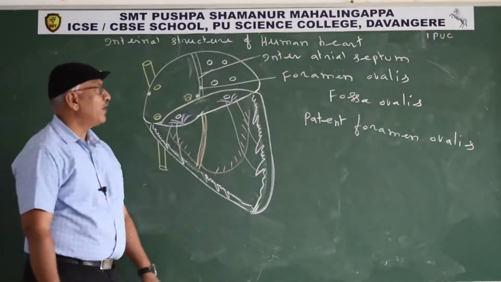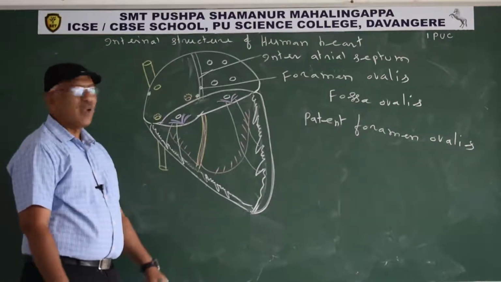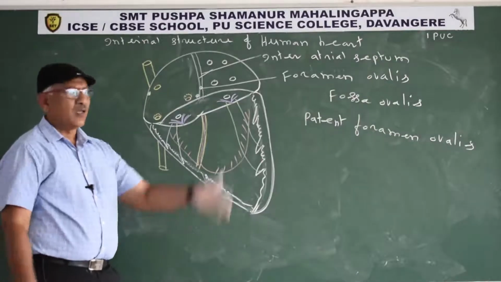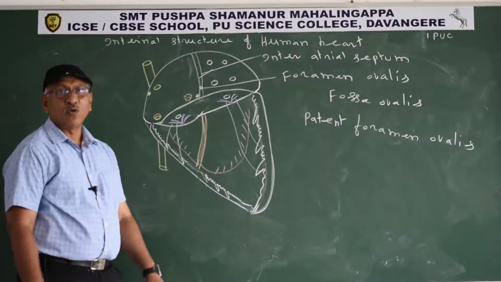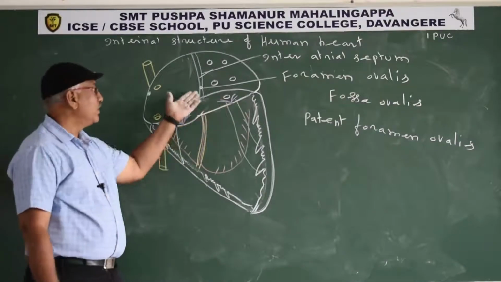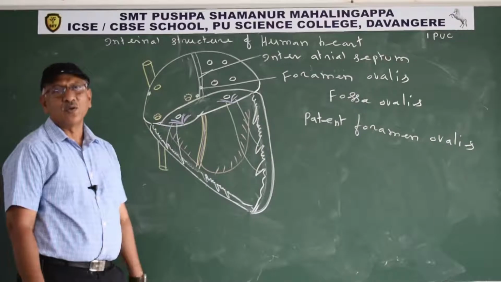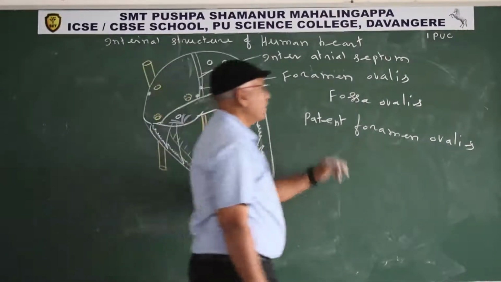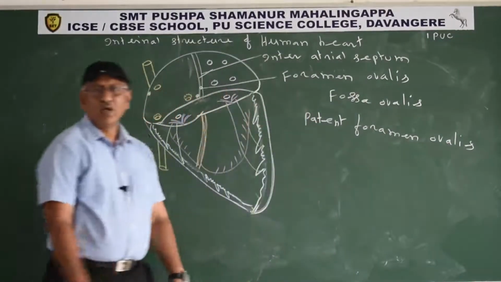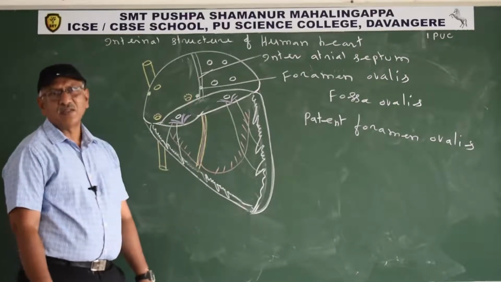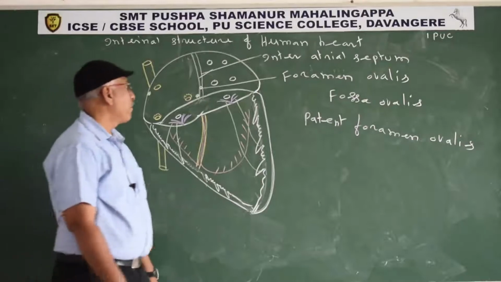But in some infants, the foramen ovalis is not completely converted into the fossa ovalis. We hear that some children are born with a hole in the heart. That hole is nothing but the foramen ovalis not being completely closed. This condition is known as patent foramen ovalis. The heart surgeon rectifies the defect by a simple surgery.